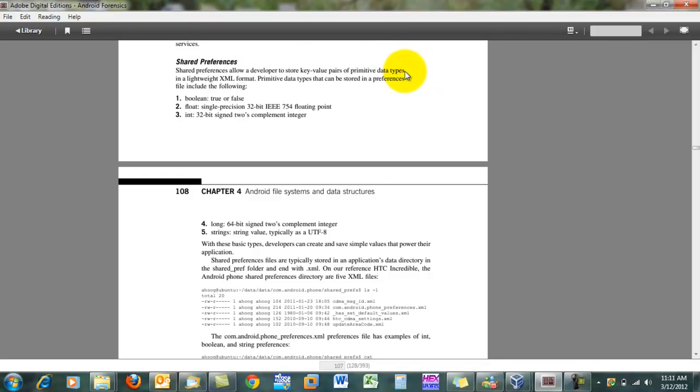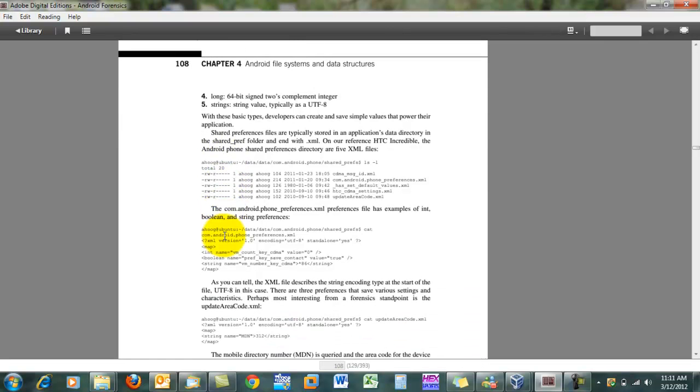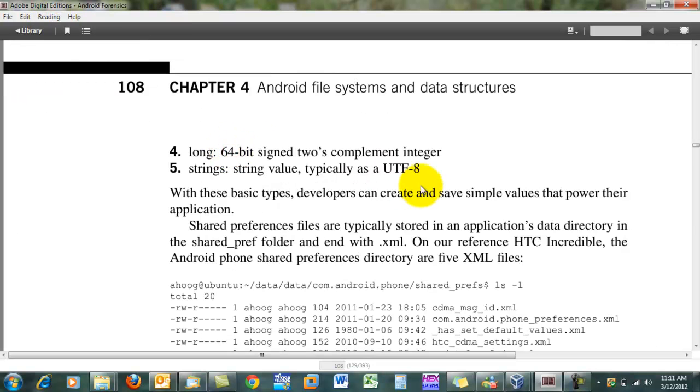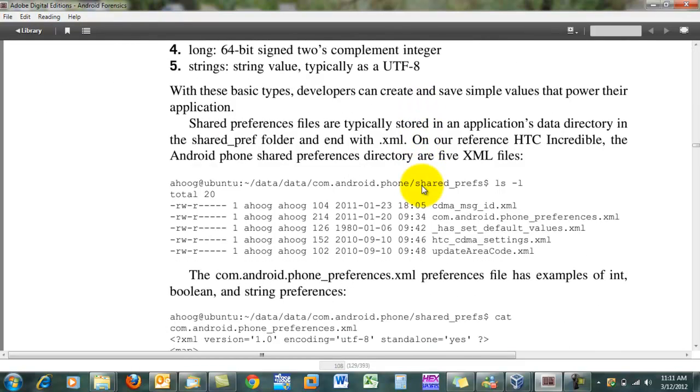What can you actually store in this type of data types? For example, Boolean, true or false, floating point, integer, long integer, and string text. So let's look at one example of this XML file then.